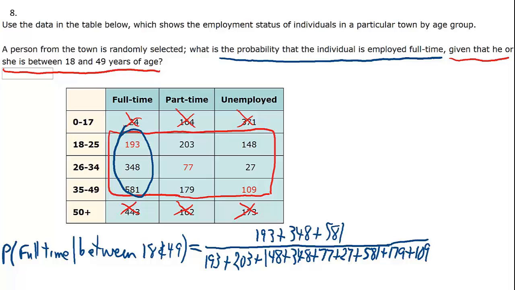Remember, that's the new sample space given the information that you already know that the person is between 18 and 49 years old. So the probability is the number of things you want to get, which are full-time, divided by anything that's possible. And after you use the condition, only those 9 numbers on the middle 3 rows are possible. So if you add all those things up, you'll get 1,122 over 1,865. They didn't say anything about rounding, so just put in your answer as a fraction.